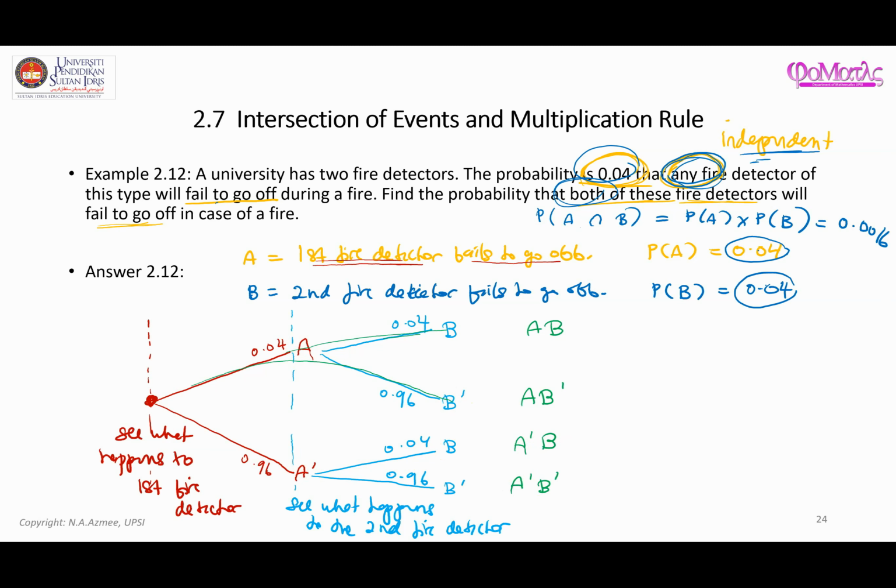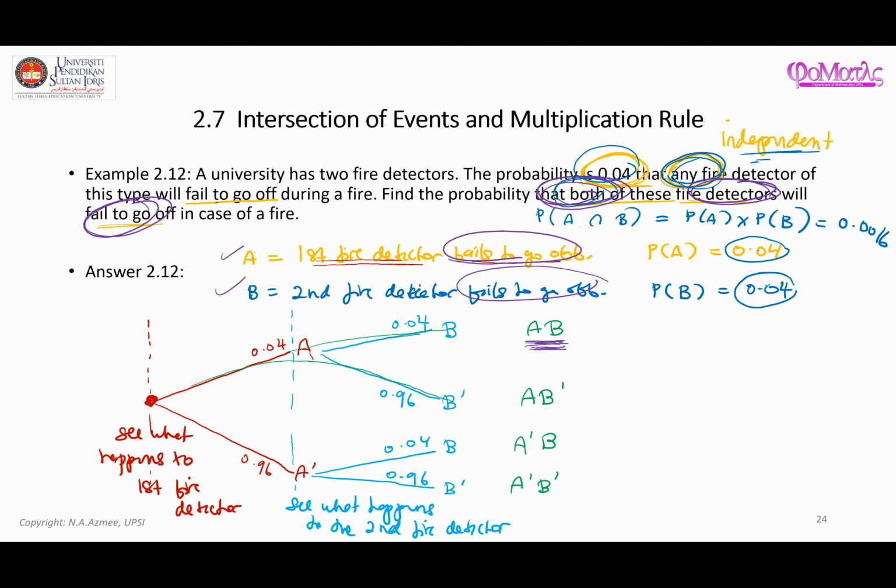And we are interested in the event of both of them failing. Both of these fire detectors fail to go off. So we are interested in this event A and B, fails to go off, fails to go off. We are interested in A and B happening together. This is the only event that we are interested in. Both of them fail to go off.